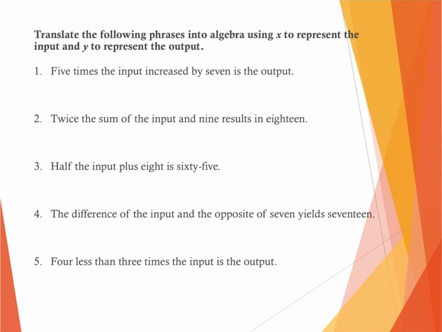My first phrase is 5 times the input increased by 7 is the output. So 5 times the input is going to say multiplication. 5 times my input, which is X, increased by, so I'm going to add 7, will be equals my output, which is Y.